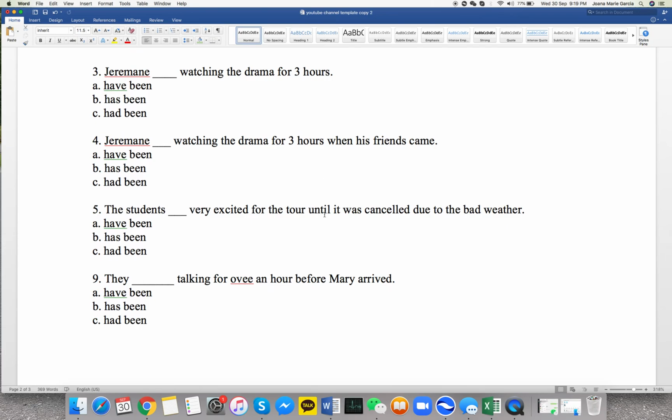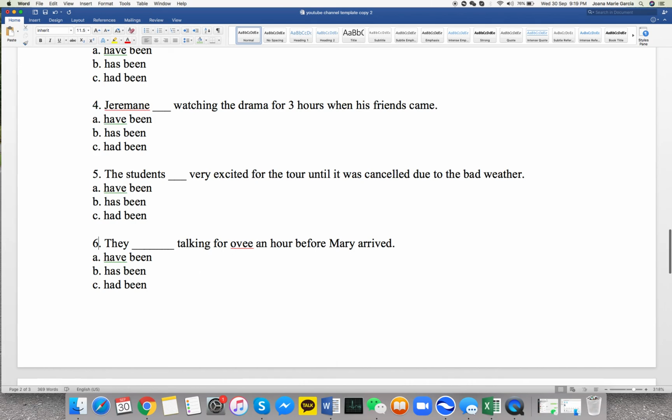And number five, the students blank very excited for the tour until it was canceled due to the bad weather. So there were two past events as well. So think about it. And here, they blank talking for over an hour before Mary arrived. Okay, so let's see what the answer for that one is. There are two past actions.